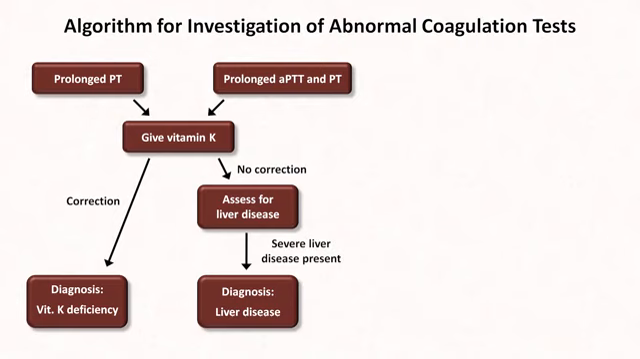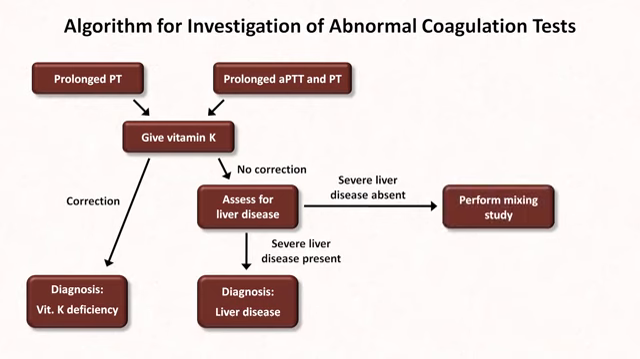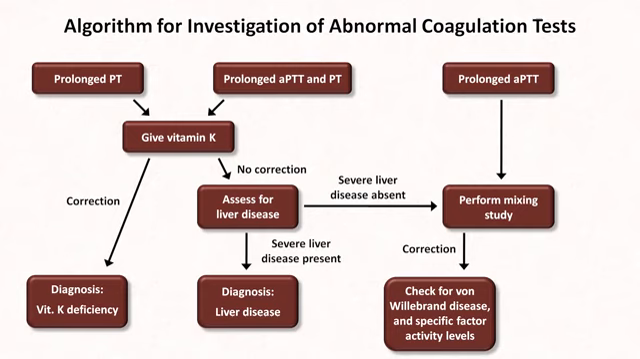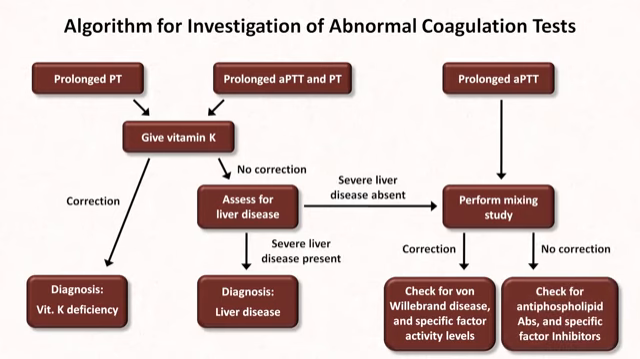a hematologist. If the patient either has no liver disease, or if the liver disease is mild enough that a secondary clotting disorder seems unlikely, then perform a mixing study. And if between the PT and PTT only the PTT is prolonged, then go right to the mixing study. From the mixing study, if the prolonged clotting corrects, next check the patient for von Willebrand disease and measure specific factor activity levels. On the other hand, if there is no correction, next check for antiphospholipid antibodies and specific factor inhibitors.